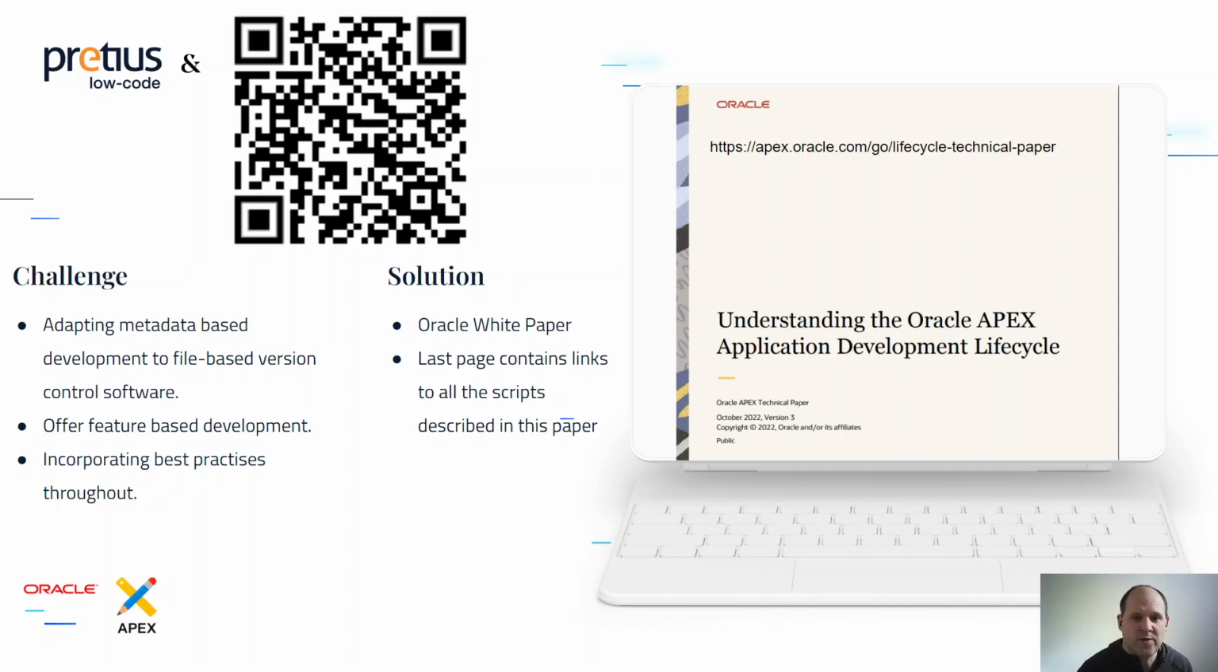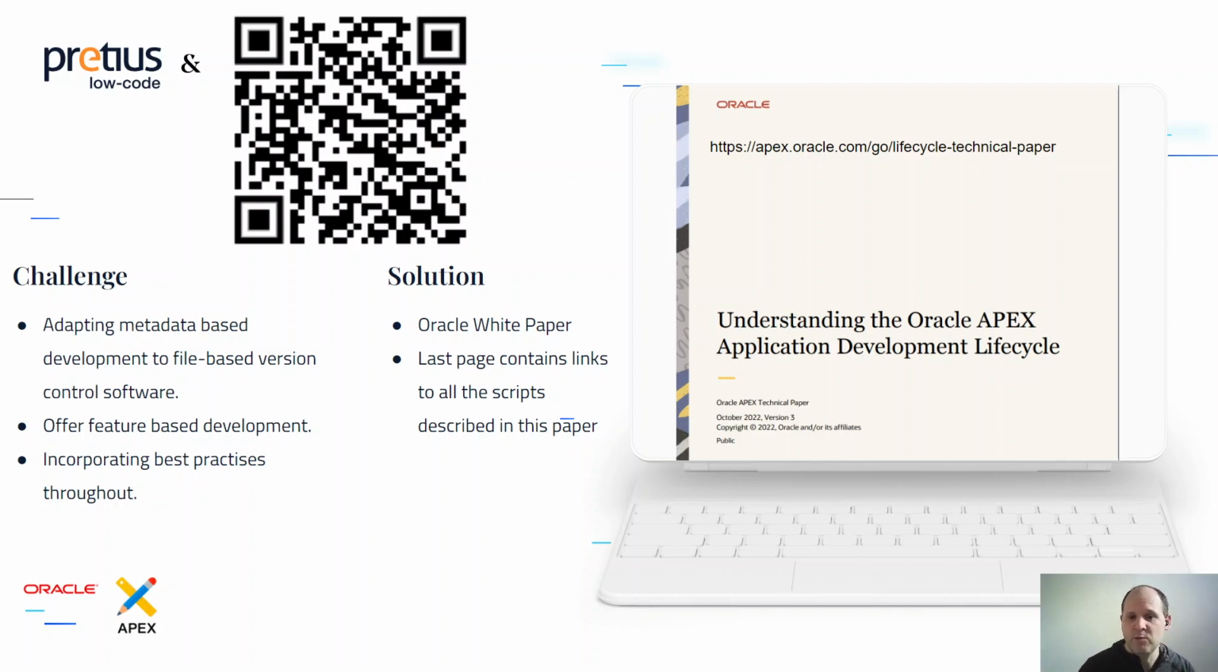Another challenge for Apex is we need to offer this feature-based development. So as a development team, we work on various features. Some features will be ahead of others. When it comes to release, you need to separate which features you want to release into the next build. And the white paper also covers lots of these best practices throughout as well. It also covers environment layout. It also covers page lock-in. So lots of different practices. And the solution to all this is the white paper.